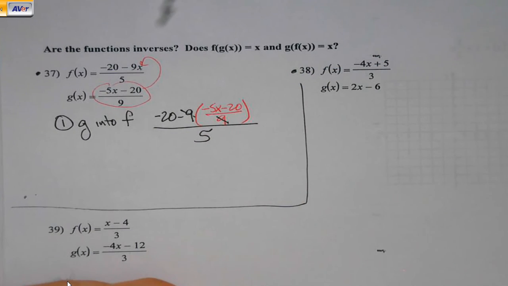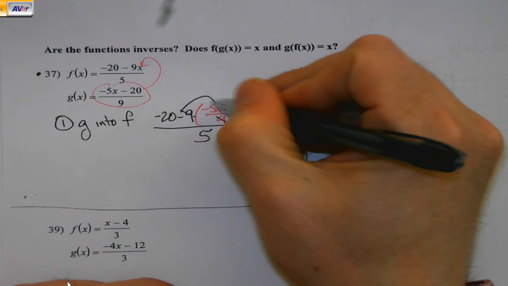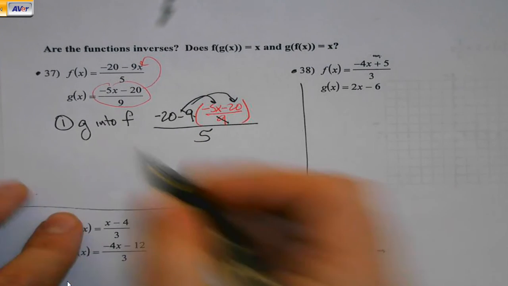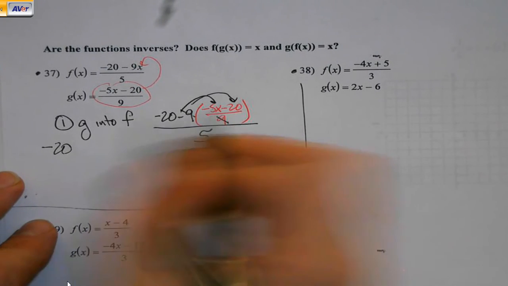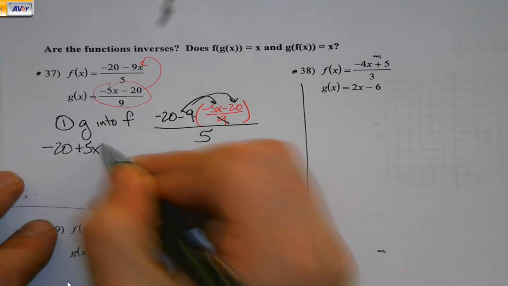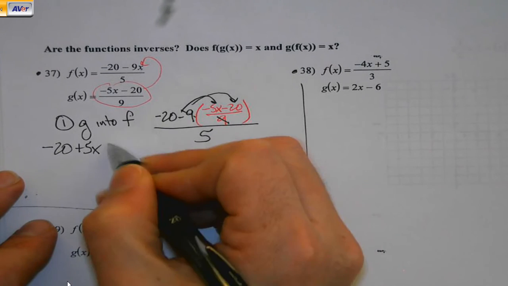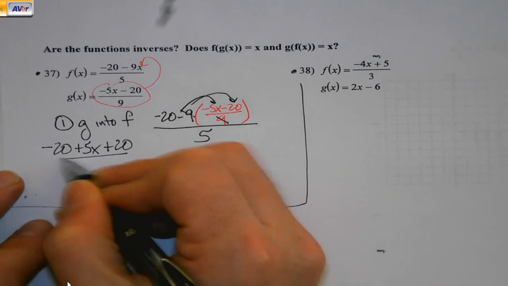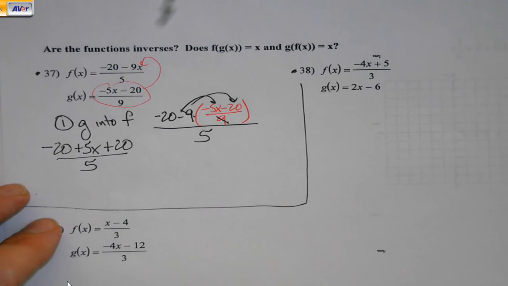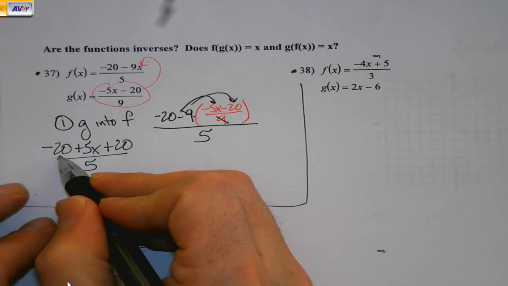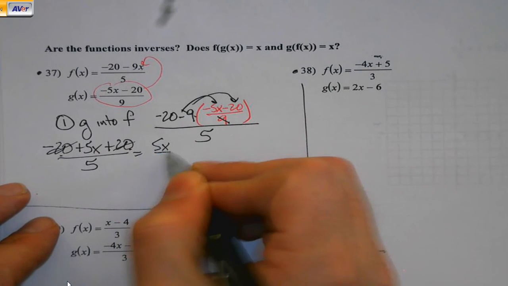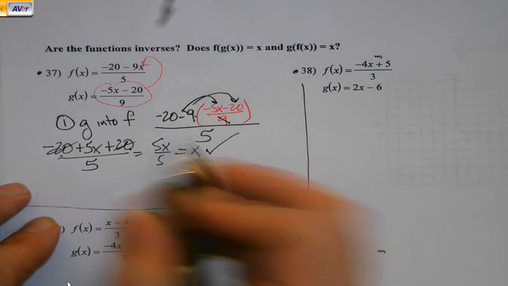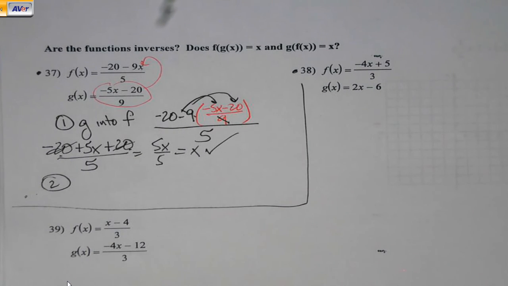Here, the 9s are going to cancel. Okay, so I'm not going to have to worry about that. But the negative that's there, I'll still distribute. So let's see what we end up with. Negative 20. Negative times negative is positive 5x. Negative times negative is positive 20 over 5. Negative 20 plus 20 cancels. 5x over 5 equals x. Okay, we passed step 1.